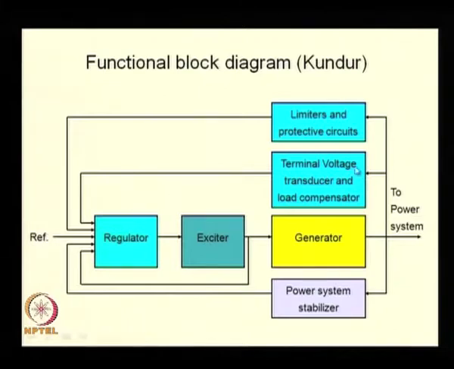But regulation is not the only function which is done by any excitation system controller. You also find that there are additional blocks corresponding to what is known as a power system stabilizer, and limiters and protective circuits. So, the overall functional block diagram contains something more than a regulator. Now, we will try to understand each of these blocks one by one. First of all is the regulation block.